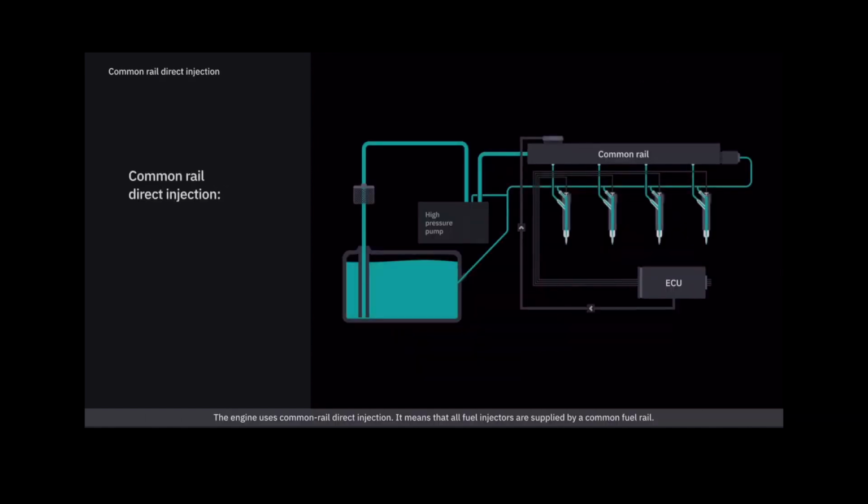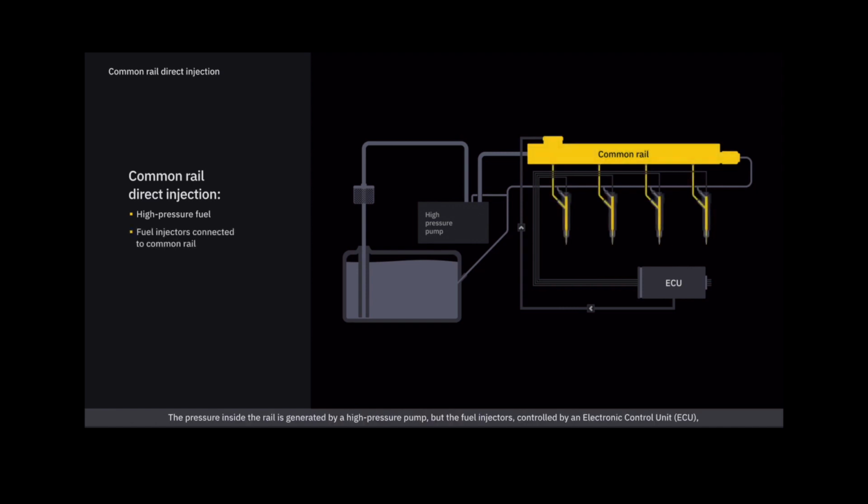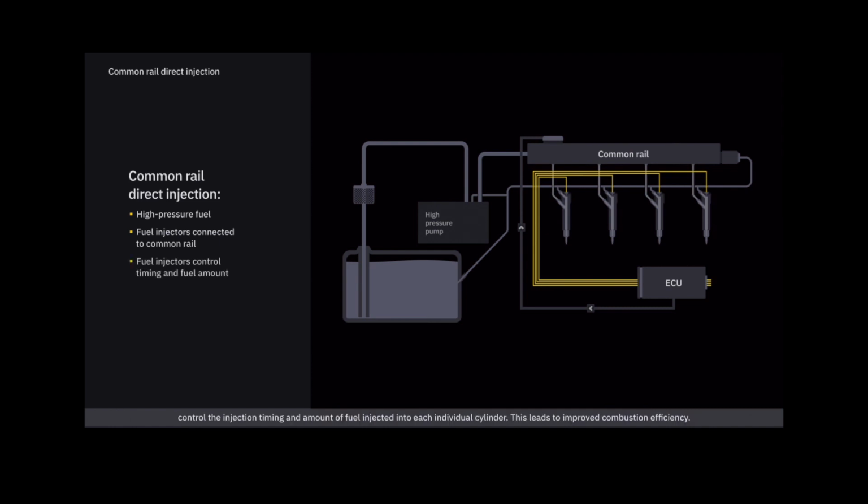The engine uses common rail direct injection. It means that all fuel injectors are supplied by a common fuel rail. The common fuel rail acts as a pressure accumulator. The common rail supplies fuel injectors with high-pressure fuel. The pressure inside the rail is generated by a high-pressure pump, but the fuel injectors, controlled by an electronic control unit, ECU, control the injection timing and amount of fuel injected into each individual cylinder. This leads to improved combustion efficiency.